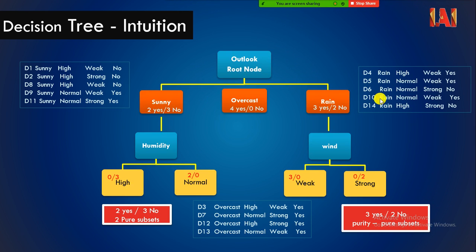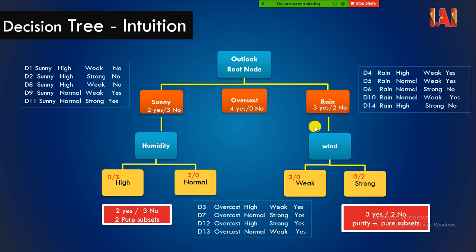The same thing is happening. In the case of the rain node, this one is the wind column. Already this has been done here. Next one is wind. In this column, how many distinct categories are there? Only 2 categories: weak or strong. But if you look at the target value, weak has only yes, yes, yes, and strong has 2 no.